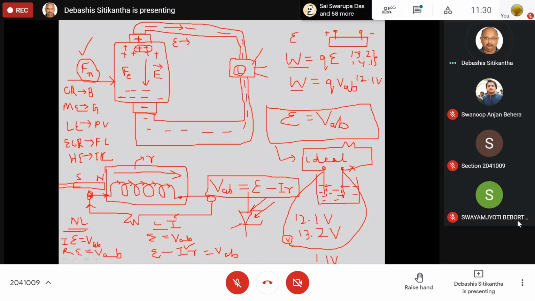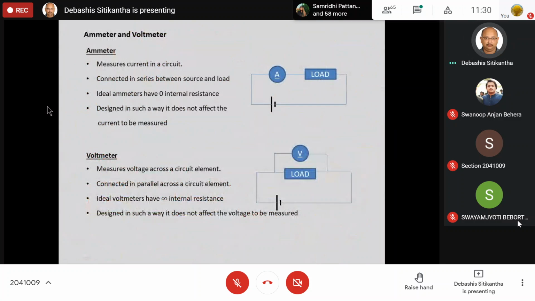So anyone with any sort of doubt? Okay, fine. Sir, what is the difference between multimeter and voltmeter? Okay, let me tell you one thing.